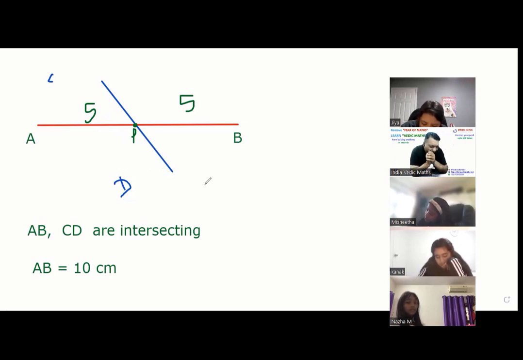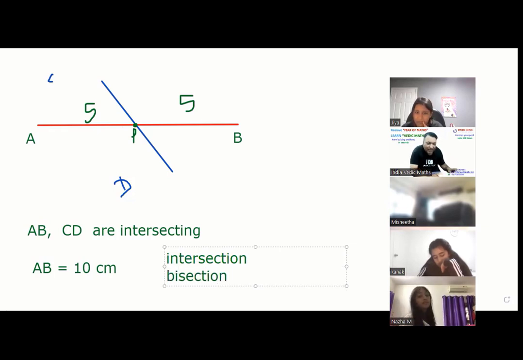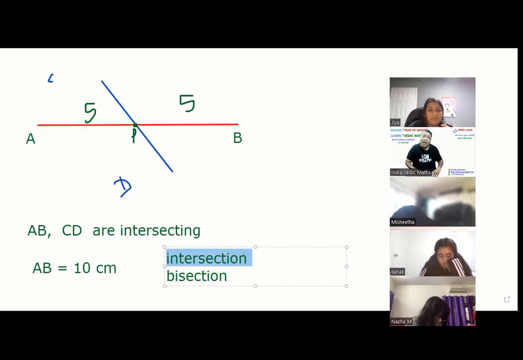Mayank, are you there? Yes sir. So you understood the difference between intersection and bisection? Yes sir. Intersect means just touching or just cutting. It may not be equal. Is intersection perpendicular? I'm coming to perpendicular, I just gave the example. In bisection, it will always be equal parts. Intersection can be unequal. Both can be perpendicular or not perpendicular. How? Let's check.